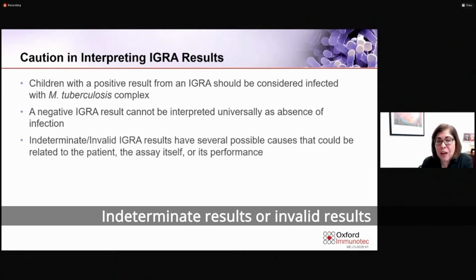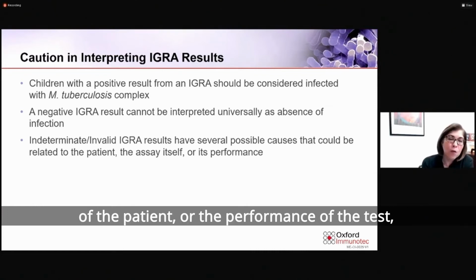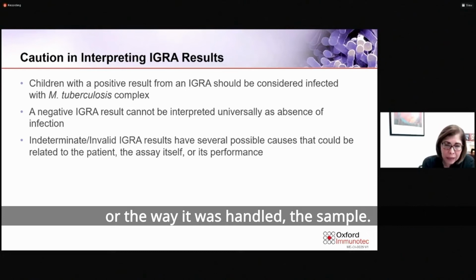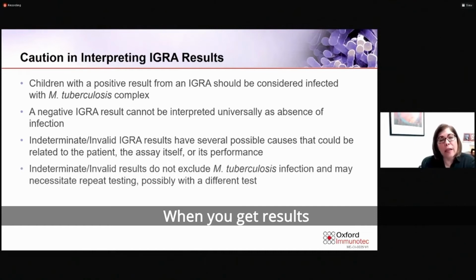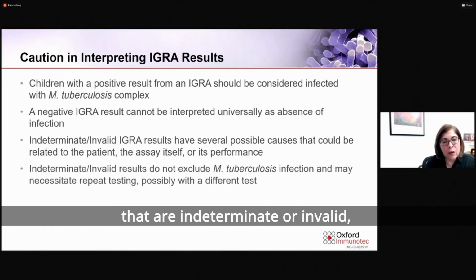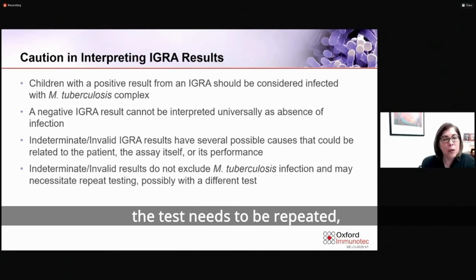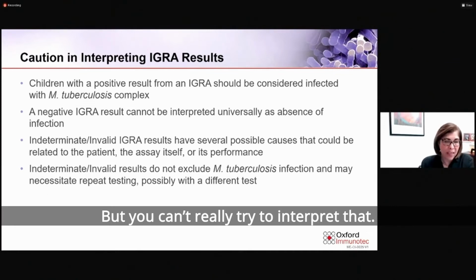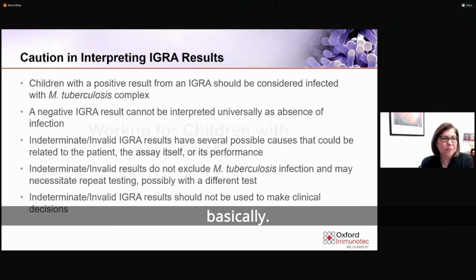Indeterminate results or invalid results are like that for different reasons that could be with the characteristics of the patient or the performance of the test or the way the sample was handled. But you should not rely on that. When you get results that are indeterminate or invalid, basically it's not interpretable and the test needs to be repeated, either the same test or a different test. But you cannot really try to interpret that. It should not be used to make any clinical decisions, basically.